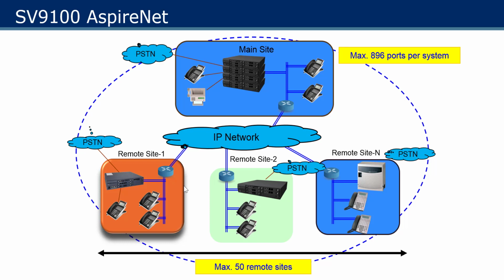So getting back to AspireNet, the systems obviously have maximum capacity, so 896 on the 9100. I think the Aspire was about 512. So providing we're working within the maximums, that's not a problem. You can have up to 50 remote sites. Why only 50? Because that's the most we've ever done. Are we confident we can do more? Absolutely, but 50 is what it is. But each site can have up to 896 extensions or 512. That is not the problem here. Providing we don't go over 50 remote sites, we're good to go.